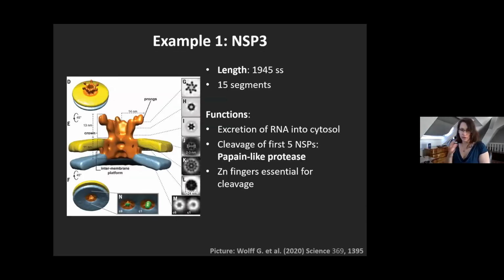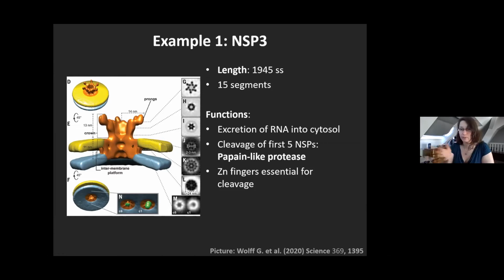I'm going to give two examples in more detail. One is NSP3, which is the largest of the NSPs with 1,900 amino acids. It has 15 different segments, and it excretes RNA into the cytosol, as our colleagues from CSSB found out recently. But here we are focusing on its other function.